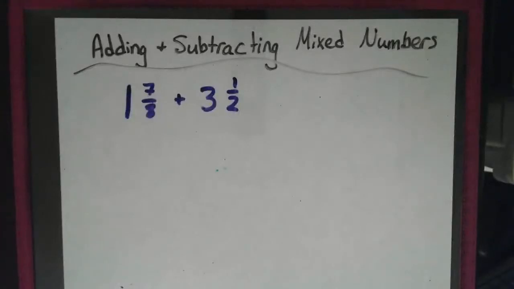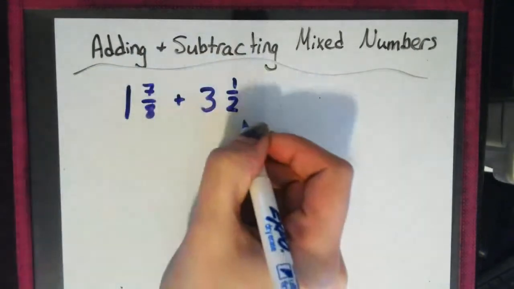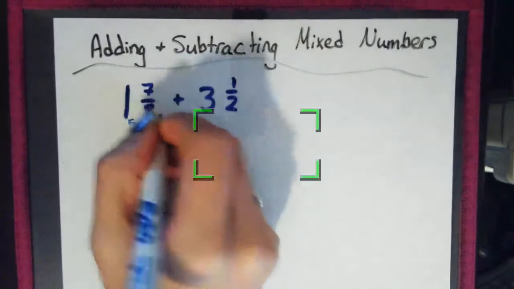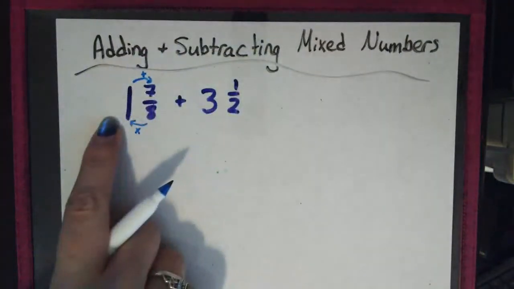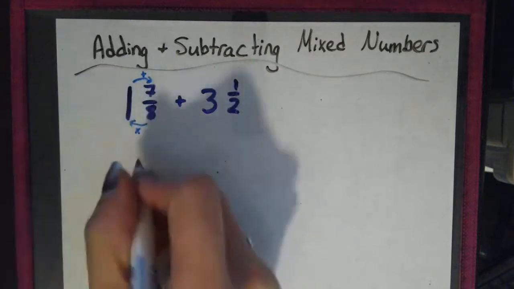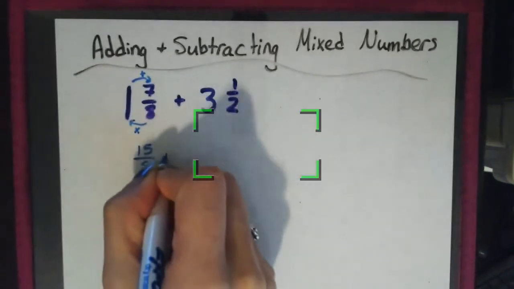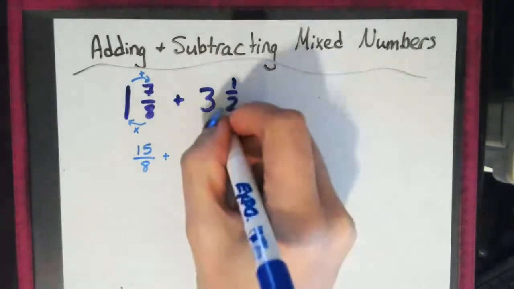When we're adding and subtracting mixed numbers, we're going to start the same way as we do when we're multiplying and dividing them. We're going to convert them to improper fractions. So if I have 1 7/8 plus 3 1/2, first I do the multiply and then the add. So 8 times 1 is 8, plus 7 more is 15. So we have 15/8 plus, now we convert the 3 1/2.